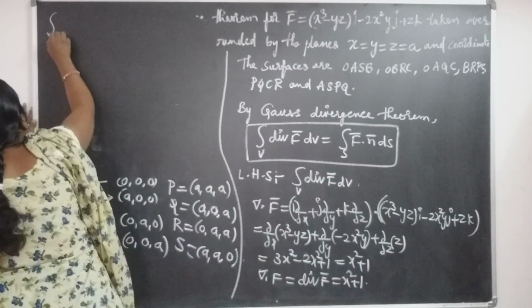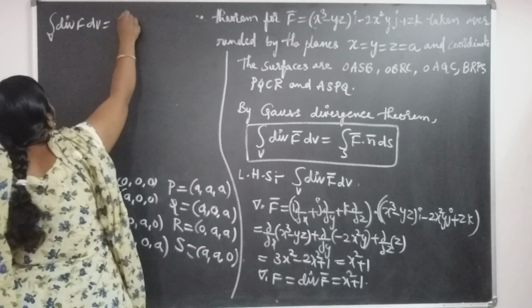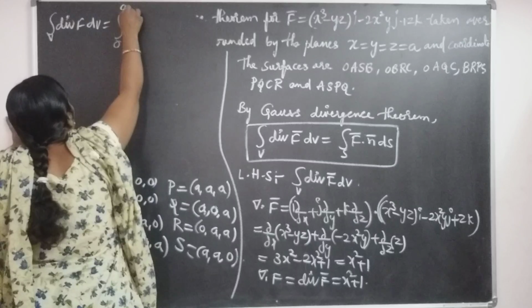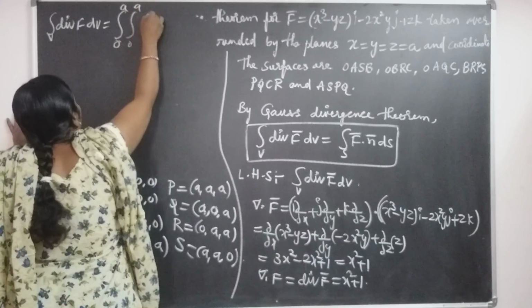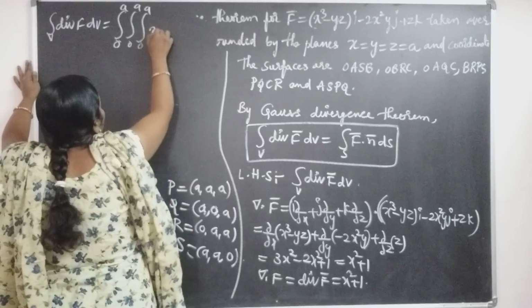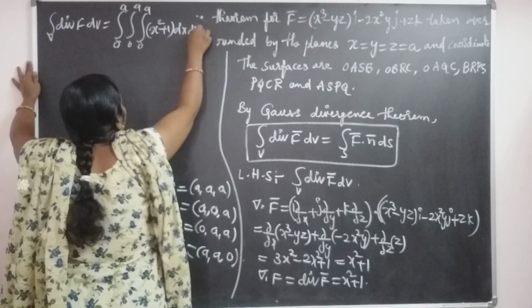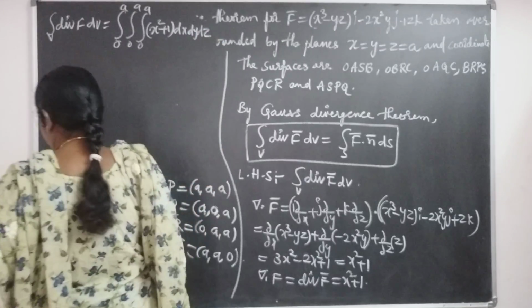Okay, next to find the volume integral over V of div f dv, which is the integral with limits 0 to a, 0 to a, 0 to a. Div f is x square plus 1, and dv is dx dy dz.